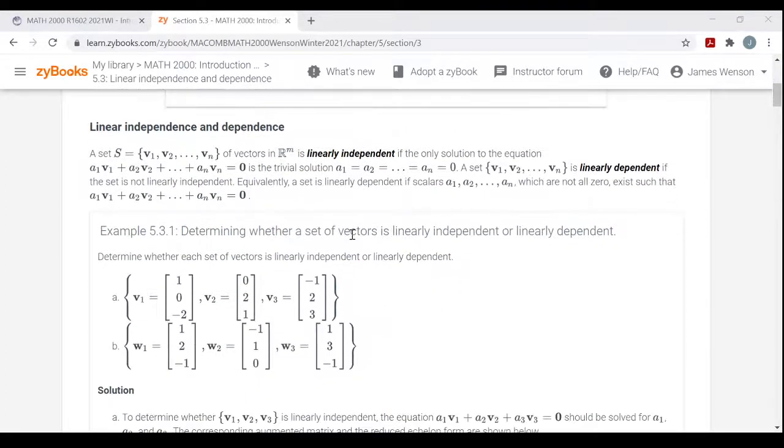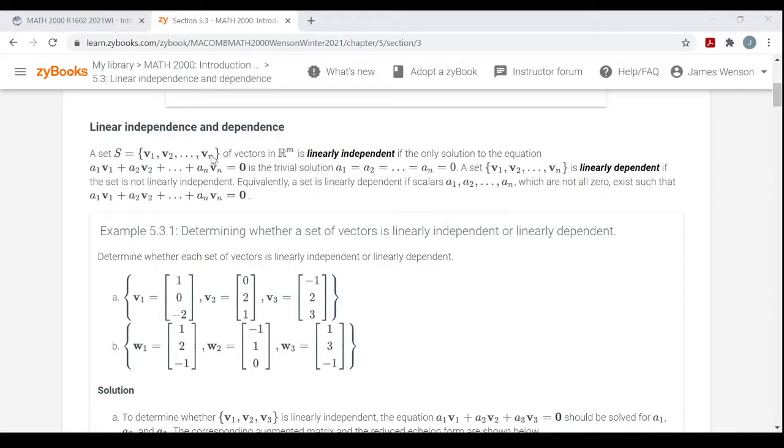Alright, so the first part of this, and there's some definitions here, is on the linear independence of a set of vectors, or the dependence of a set of vectors. So a set S containing vectors v1, v2, all the way up to vn, of vectors in Rm, say, right? So say all these vectors have m components.